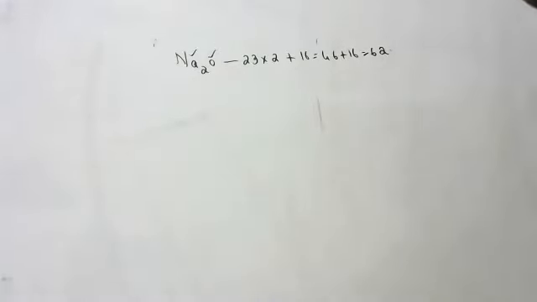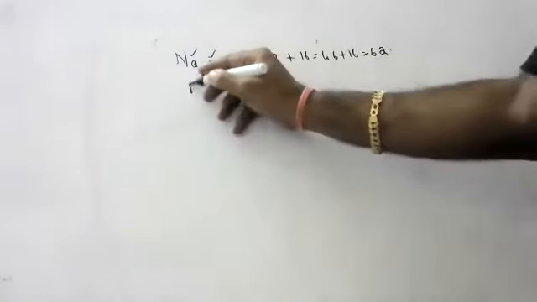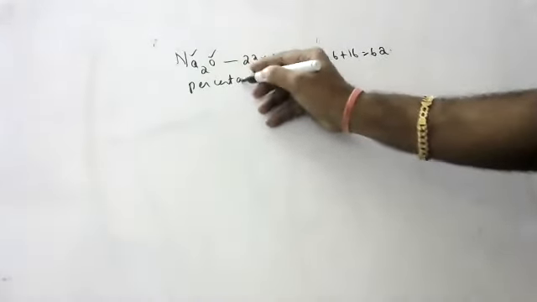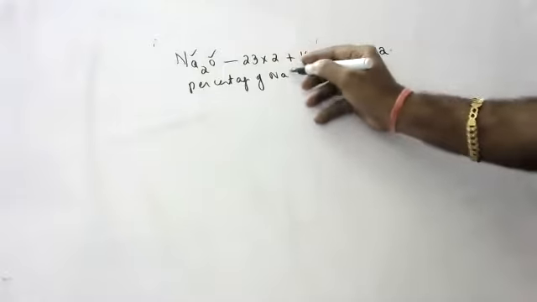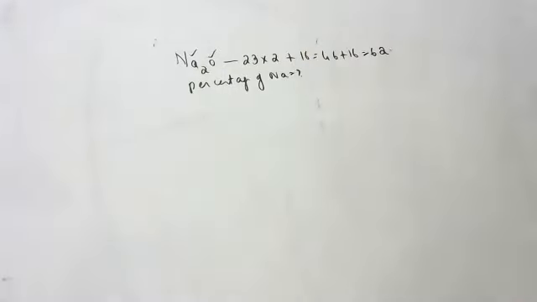Now the question is, the mass of sodium oxide is 62. Calculate the percentage of sodium. Means percentage of sodium in sodium oxide. Lahari, will you tell?